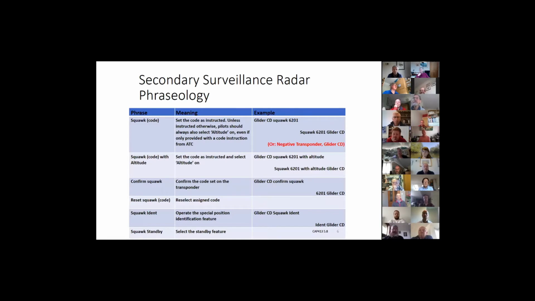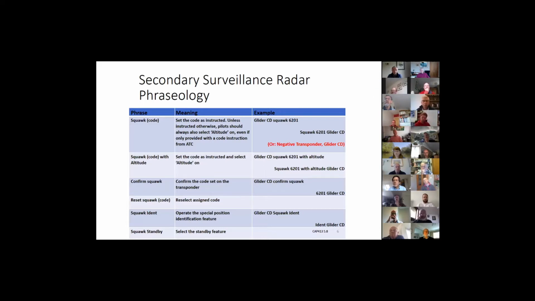There is some specific phraseology around use of secondary surveillance radar. The most important bit is what we've already covered. If asked by a controller to squawk, for example, "Glider Charlie Delta, squawk 6201," your response is to dial 6201 in and then respond, once you've dialed it in, "Squawk 6201, glider Charlie Delta." Squawk code is a mandatory readback.